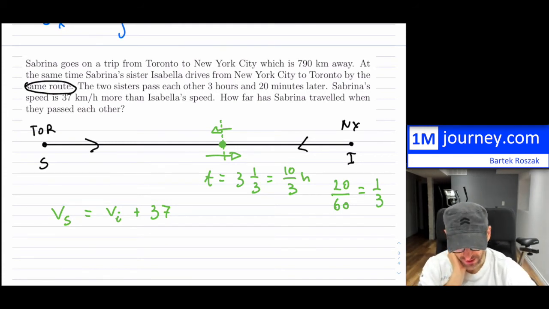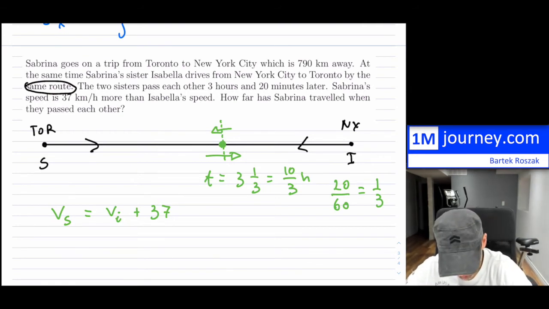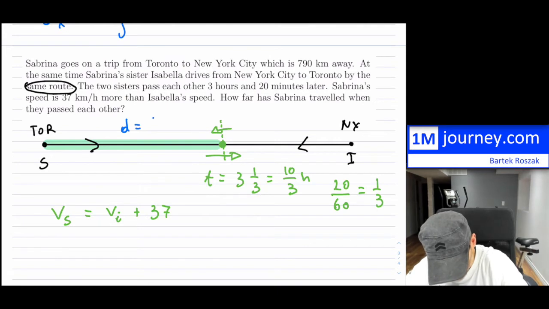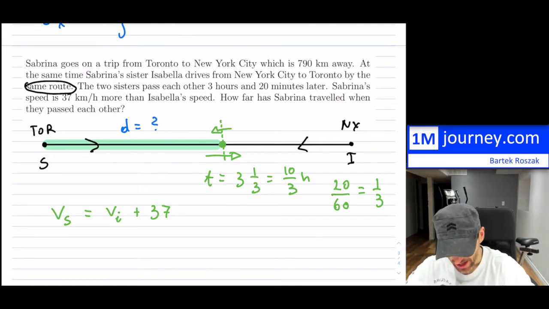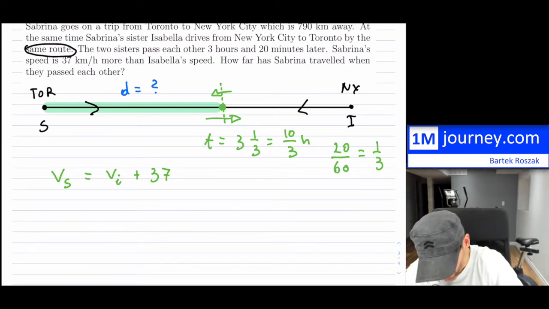And now it says, how far has Sabrina traveled when they passed each other? How far did she travel? So we want to know this distance. So we want to know that particular distance. So how far is that distance? Now in distances, distance is just speed times your time. So Sabrina's distance is equal to her speed multiplied by the time that we have.